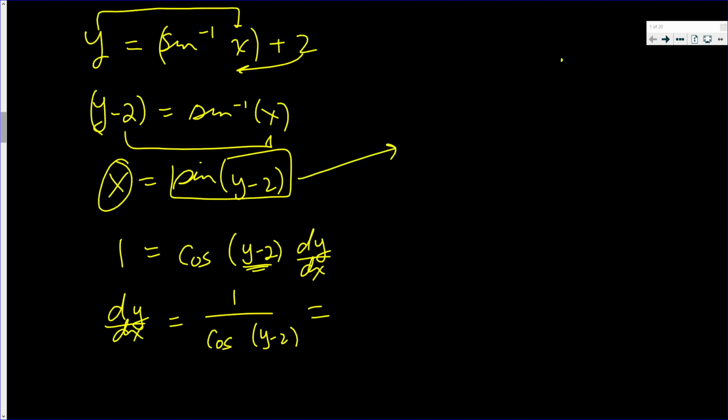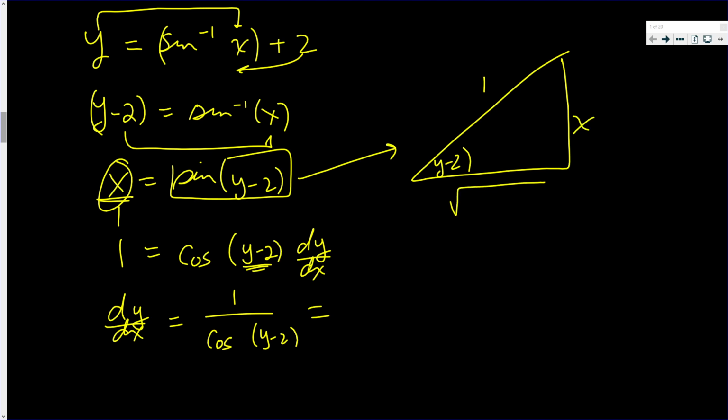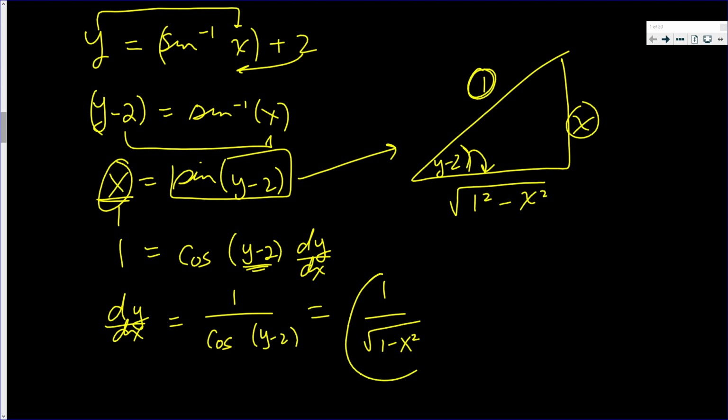Well, this tells us that the angle has a strange name, but whatever. The sine of y minus 2 is x over 1. So it's opposite over hypotenuse. This side always gets that squared minus that squared. Okay, well, the cosine of this angle is adjacent, which is the square root of 1 minus x squared divided by 1. The rule for dividing by 1 is don't bother. So there is your answer.